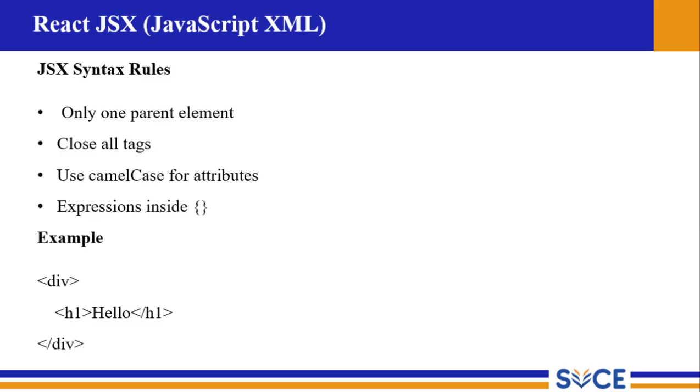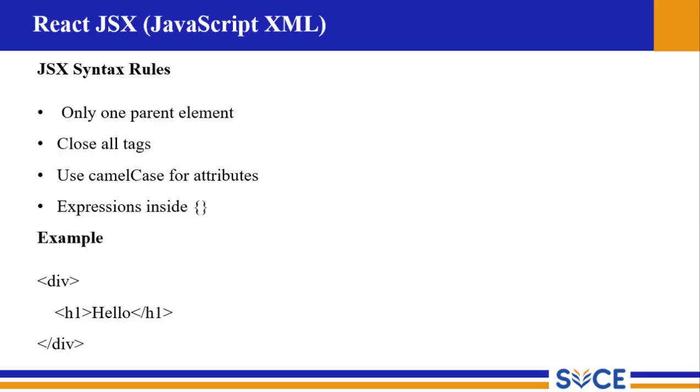The fourth rule is that JavaScript expressions must always be written inside curly braces. One of the biggest advantages of JSX is that it allows us to combine JavaScript and HTML-like code within the same file. Whenever we want to display the value of a variable, perform a calculation, call a function, or access an object's property, we place the JavaScript expressions inside curly braces.